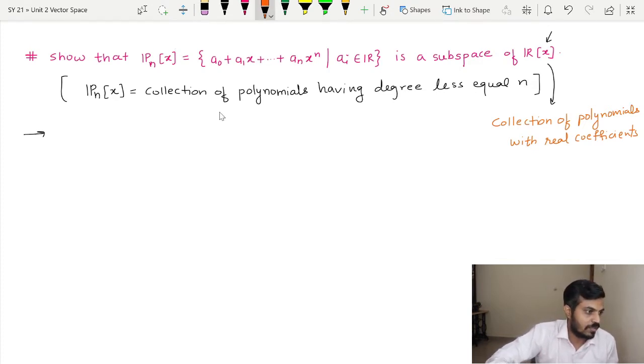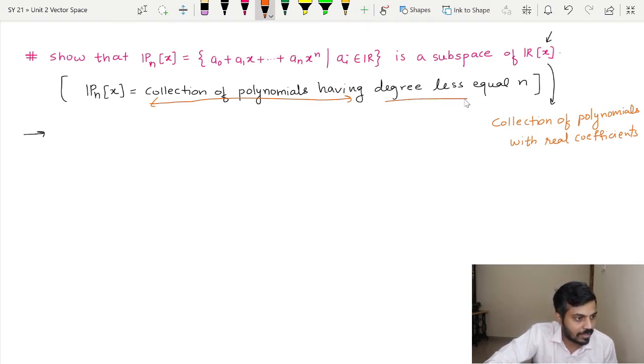Now what is Pn of x? Pn of x is also a collection of polynomials, but there is a restriction on the degree, that is it contains polynomials having degree less than or equal to n. Polynomials of degree n will be present in Pn of x. Polynomials of degree n minus 1 will also be present, because less than or equal to n includes n, so polynomials of degree n, n minus 1, n minus 2 and so on will be there, but definitely polynomials of degree n plus 1 will not be there in Pn of x.